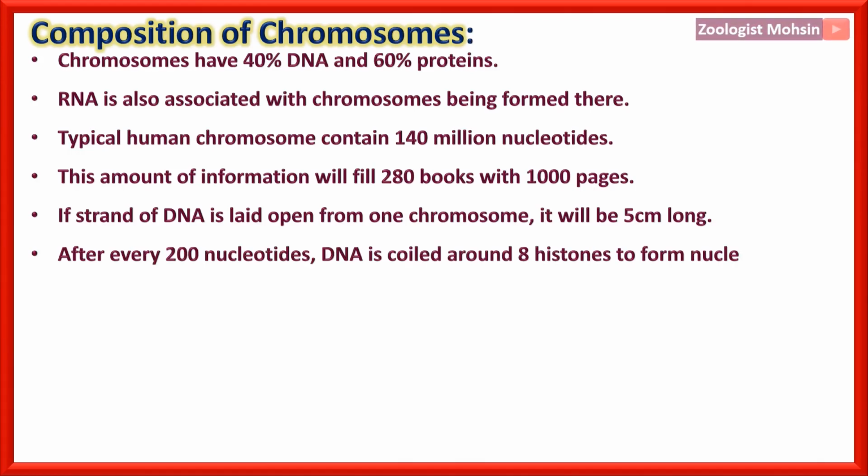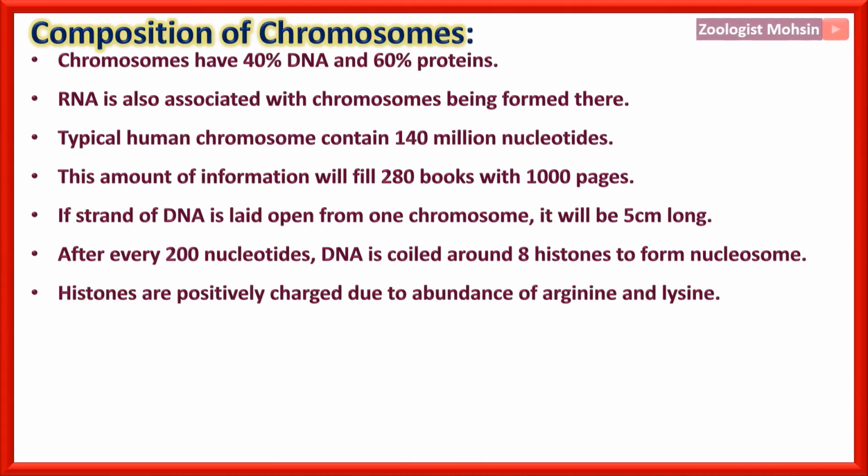After every 200 nucleotides, DNA is coiled around 8 histone proteins to form nucleosomes. So a nucleosome is DNA coiled around histones. Histones are positively charged due to abundance of arginine and lysine. Arginine is a positive amino acid. DNA is negatively charged due to phosphate groups.